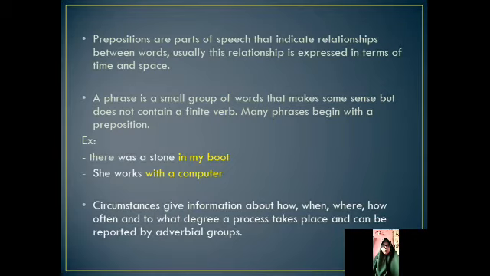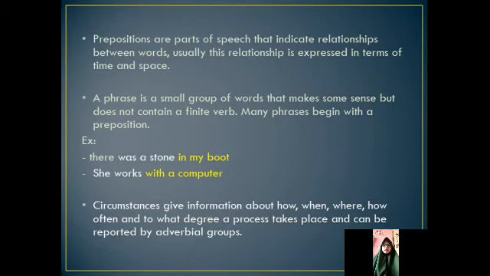Prepositions are part of speech that indicate relationships between words. Usually, this relationship is expressed in terms of time and space. A phrase is a small group of words that makes some sense but doesn't contain a finite verb. Many phrases begin with a preposition. Example, there was a stone in my boot. So the circumstance of the sentence is in my boot. And then she works with a computer. So the circumstance of the sentence is with a computer.